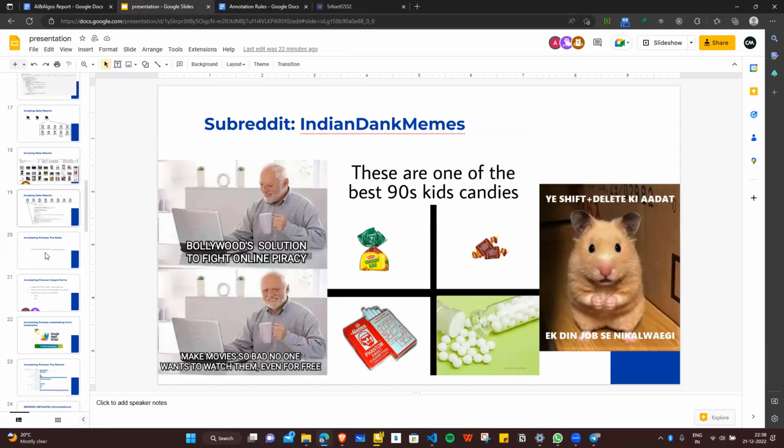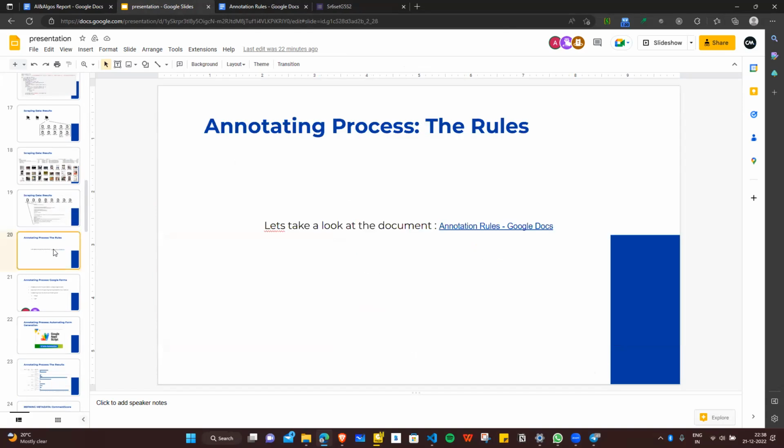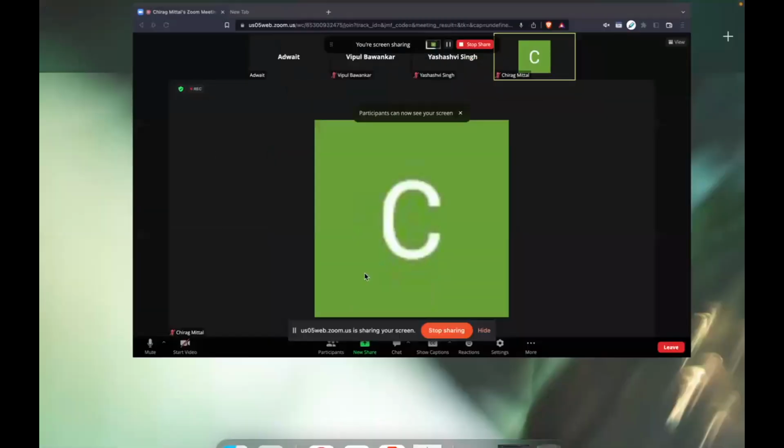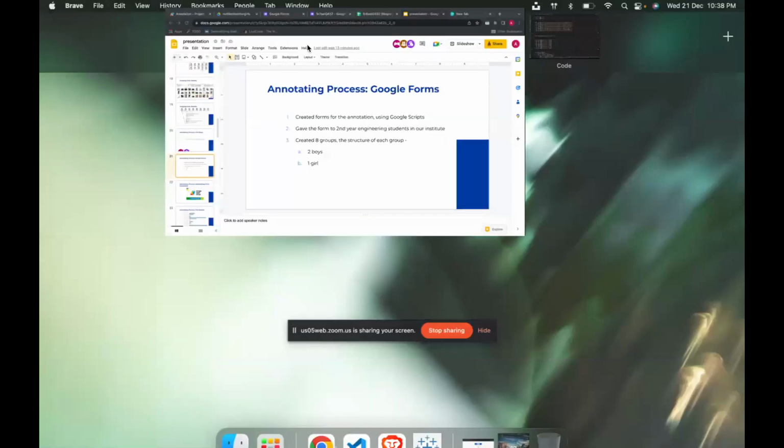Annotation rules. Then we shall proceed further with the annotation process. How do we generate? Okay. So Chirag, let me share my screen. I hope it's visible.